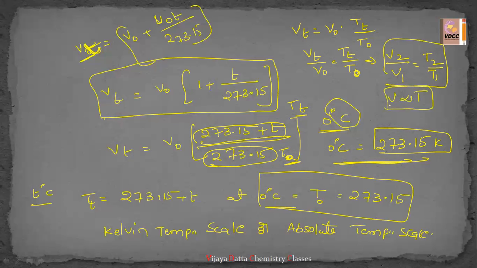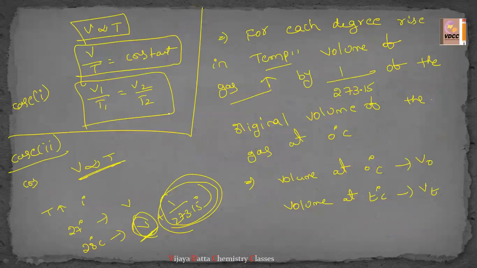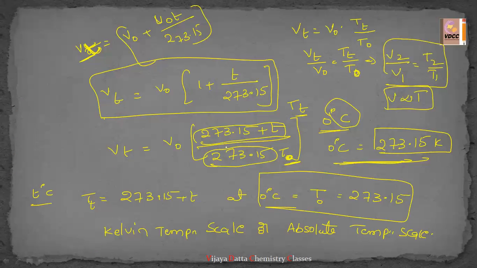In case one we have written this directly, and by going into the deeper explanation in case 2, Charles and Gay-Lussac gave this temperature scale, and the absolute temperature scale was also considered. This is called Charles law. See, this is the mathematical expression. Charles law states that, when pressure remains constant, the volume of a fixed mass of a gas is directly proportional to its absolute temperature.